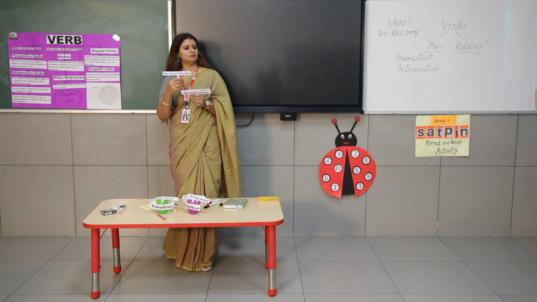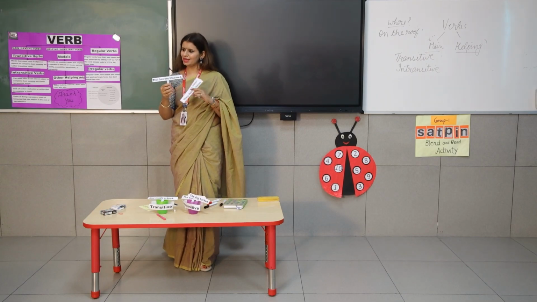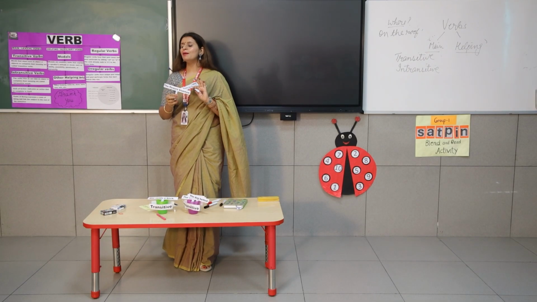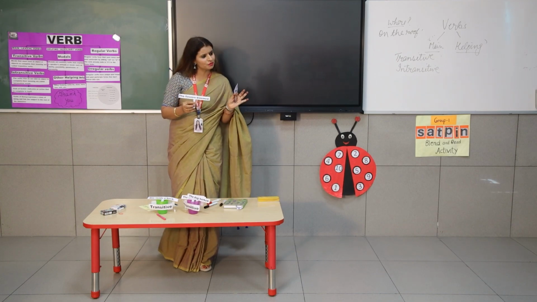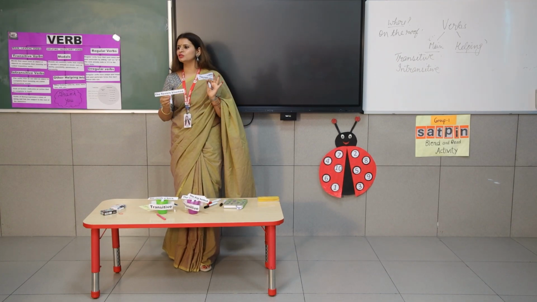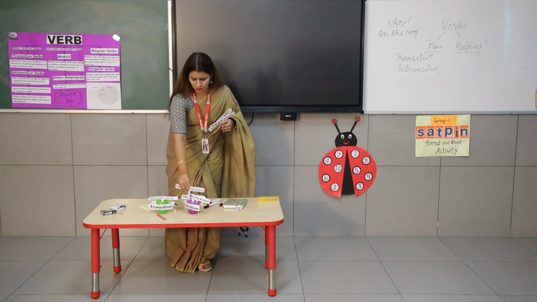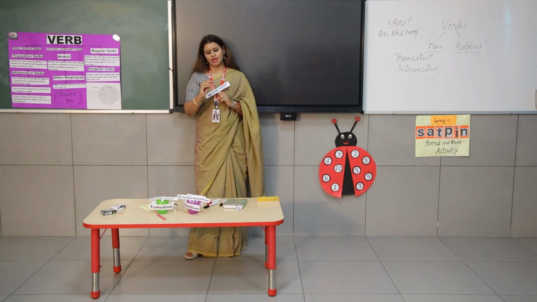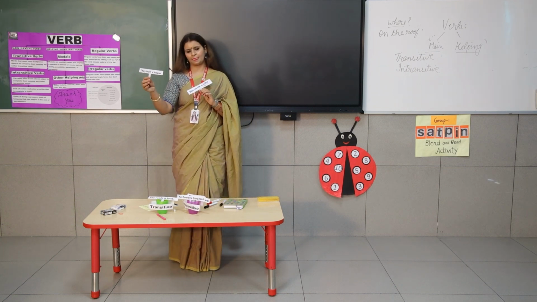"The flowers bloom." Intransitive again. Subject flowers, bloom is the action. But is there anyone or anything which is affected? Definitely not. So it goes in intransitive. Wonderful. All right. Now next one. "They built a house." Transitive.